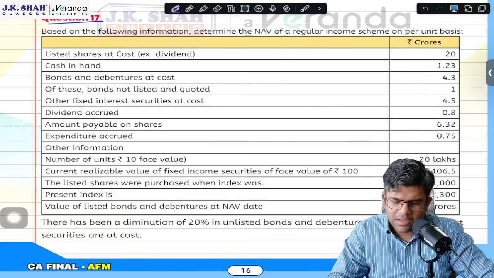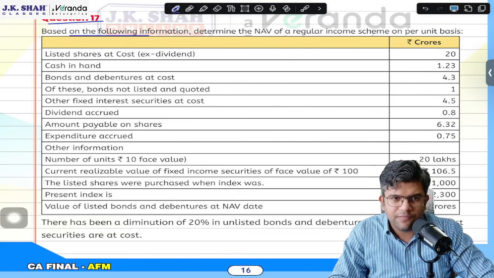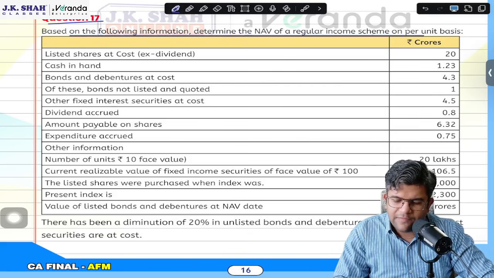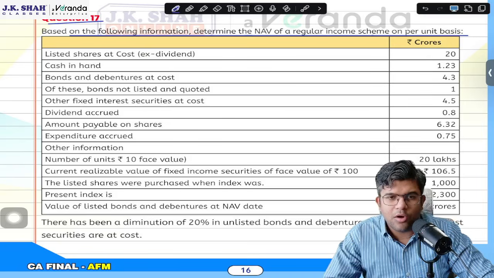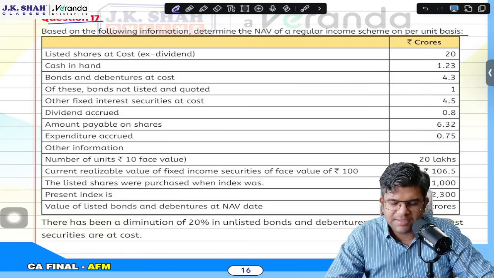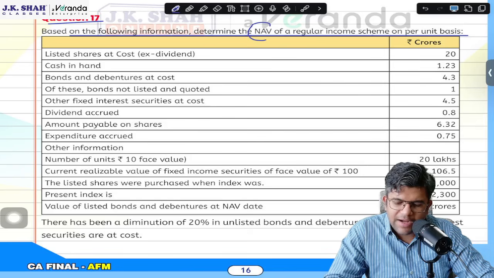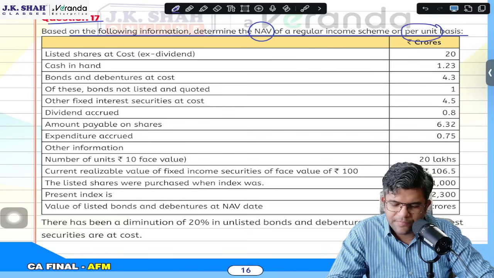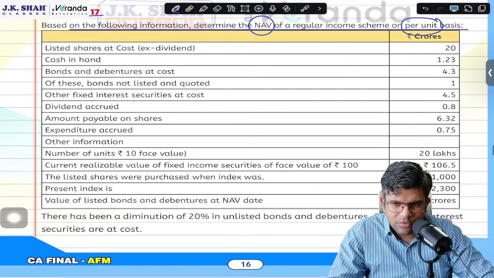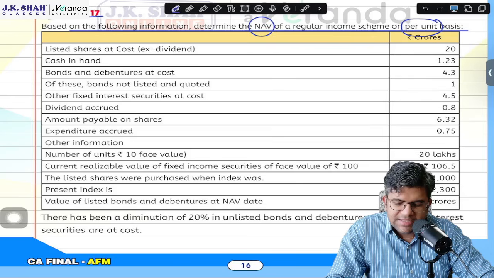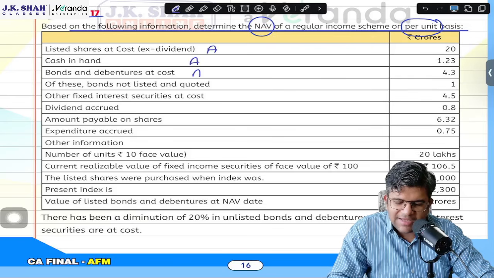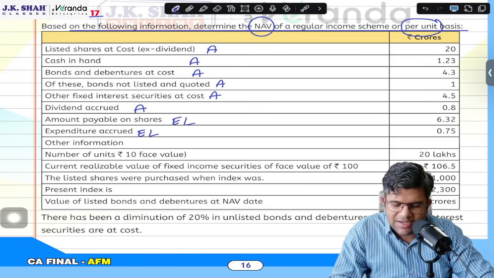Okay, ready? So, based on the following information, determine the NAV of a regular income scheme on a per unit basis. Is everyone ready? Now, what are they saying? They're asking you to find NAV. NAV is, of course, on per unit basis. Let's see if you're able to grasp this. These are assets held by the fund. These are liabilities of the fund, and these are your number of units.